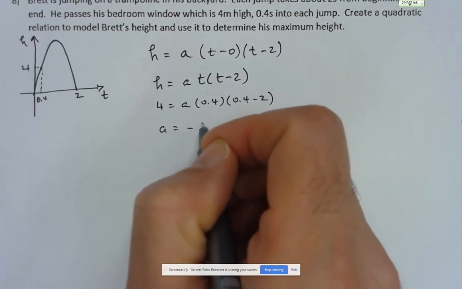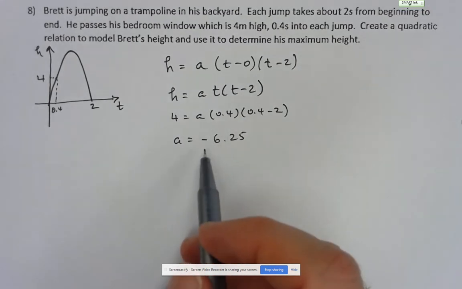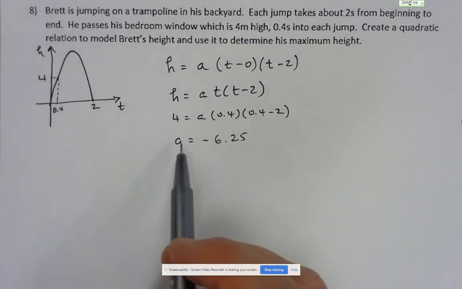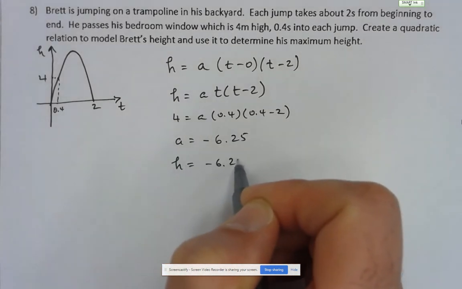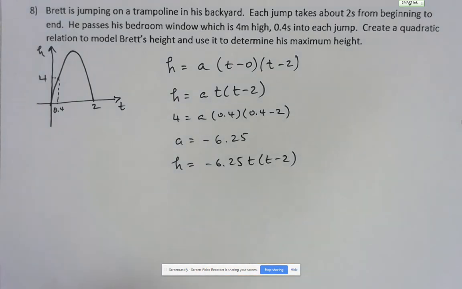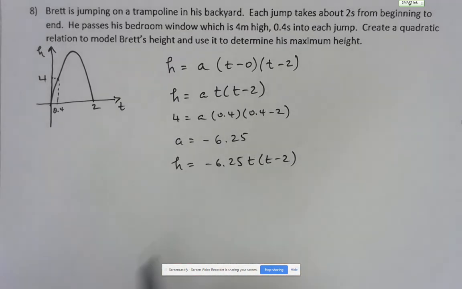Had I gotten a positive number, I would have known that I made a mistake, because obviously this should be facing downwards. Now that I have the function, h is equal to negative 6.25 t times t minus 2, I just have to find the maximum height. There's a couple of ways I can do this. I can multiply this out and put it in standard form. I could either use negative b over 2a, or I could complete the square.